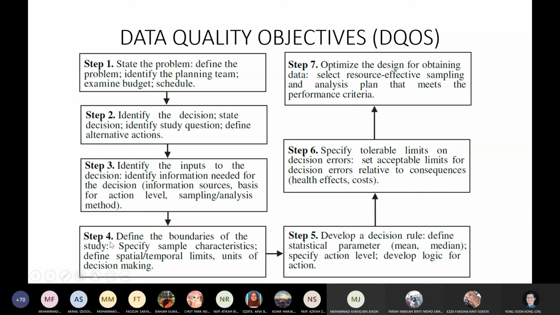Okay, so continue to step number 4. Define the boundaries of study. Specify sample characteristics, define spatial and temporal limits, units of decision making. So these are the so-called scope. I will call it a scope of work. Because why? You cannot study every single thing, and you have to define your scope.